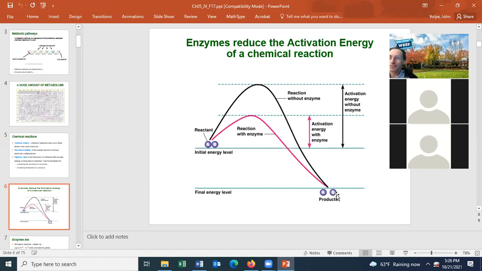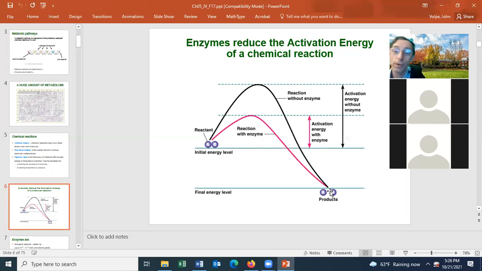Repeat the question? In your cells, sucrose breaks down into glucose and fructose all the time. And why is that? Oh, I don't know. For energy?